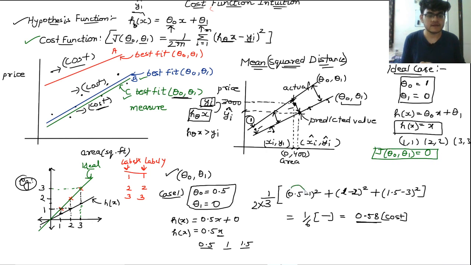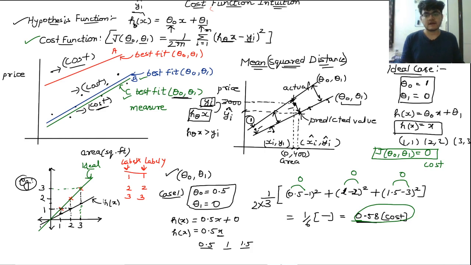Why? Because this will give me 0, 1 minus 1 is 0, this will give me 0, this will give me 0. So 0 plus 0, it's all 0. So what is the cost in the ideal case? In the ideal case, the cost is 0. And in this case, you can see the cost is 0.58.